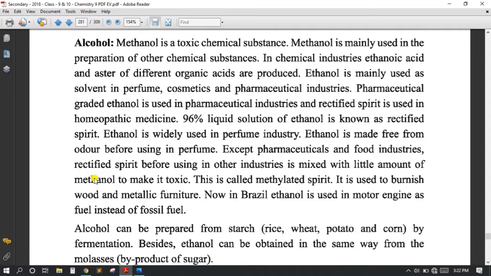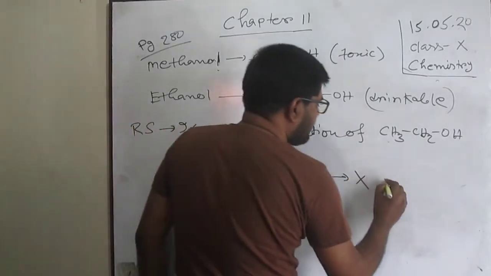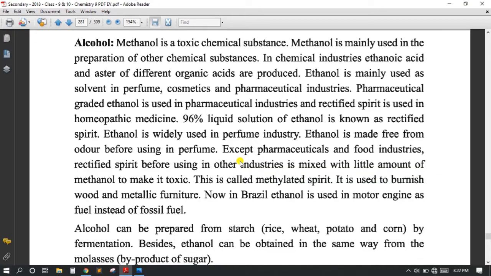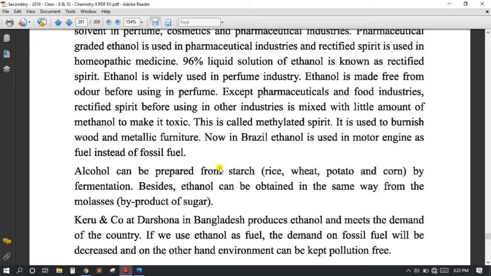Okay. Then this toxic substance is called methylated spirit. So this combination is called methylated spirit. It is used in burnishing wood and metallic furniture. Now in Brazil, ethanol is used in motor engines as fuel instead of fossil fuel. So this is a very important role of ethanol if we use it as a fuel.